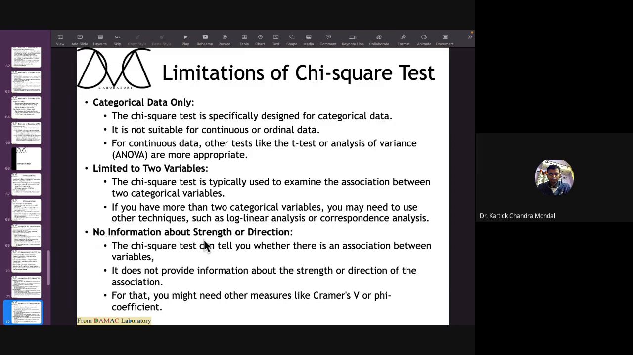And there is no information about strength or direction. The association exists. Like for example, remember the association between the liquid product and the solid product. If I say that okay, there is an association, but I don't know whether this is associated with this or vice versa. That means the liquid product has an association on the solid product, or the solid product has an association on the liquid product.